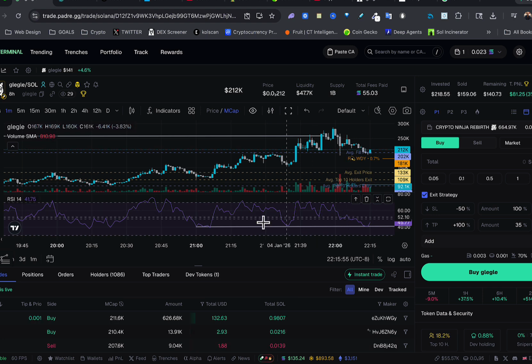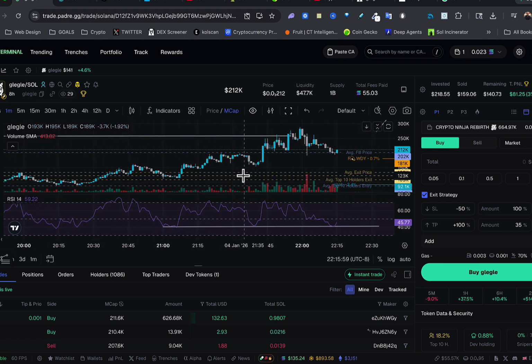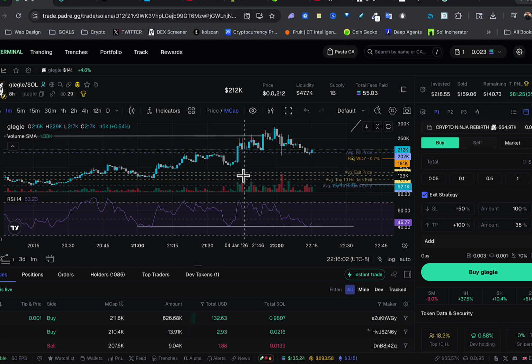Now today's video guys, I'm going to be talking about scalping with meme coins and using the RSI on the 1 minute and how it can help you time your entries and your exits.